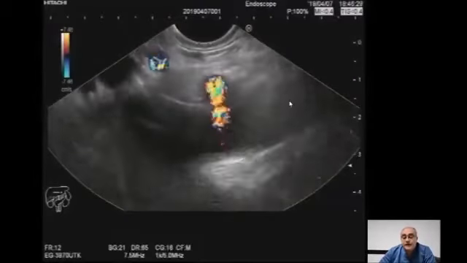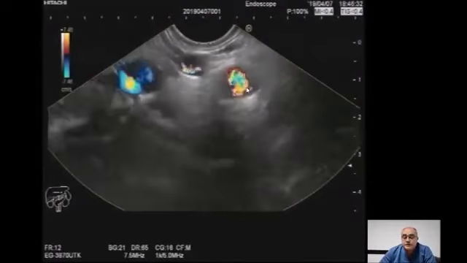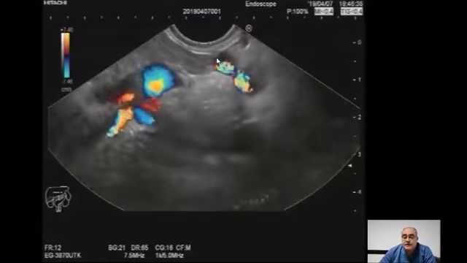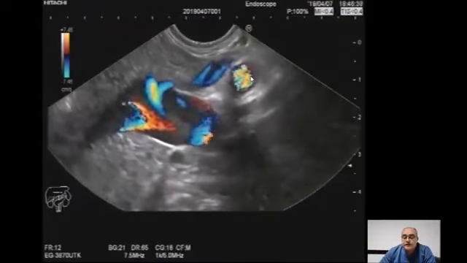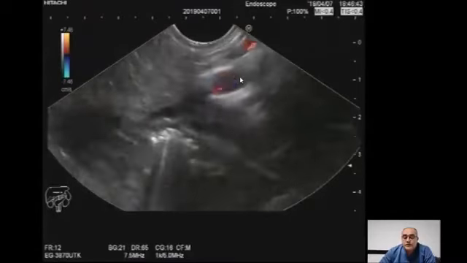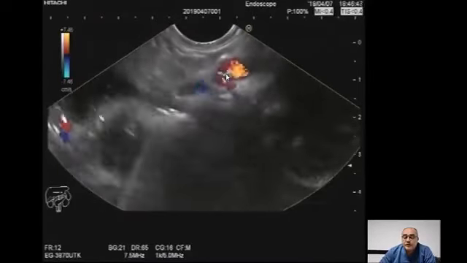Here we can see again and again, this is the abdominal aorta, and this is the first branch, which is the celiac axis, and this is the splenic artery and the splenic vein, and with anti-clockwise rotation, we can see the common hepatic artery.